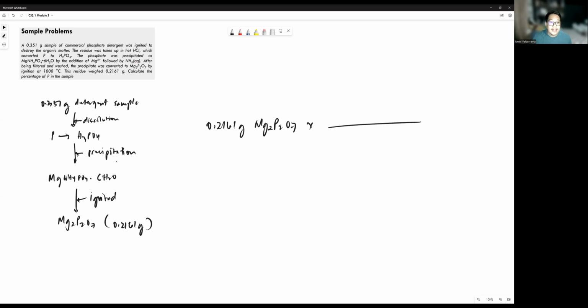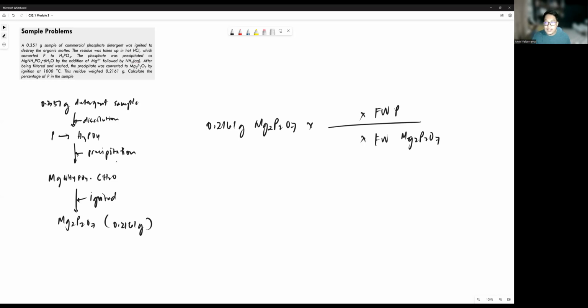So ano ba yung kailangan natin? Formula weight ng phosphorus divided by formula weight weighed. Ano ba yung na-weigh natin? Ang na-weigh natin ay yung Mg2P2O7. Okay? And this will be multiplied to its corresponding coefficients.